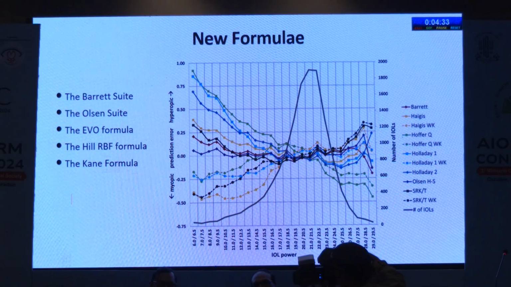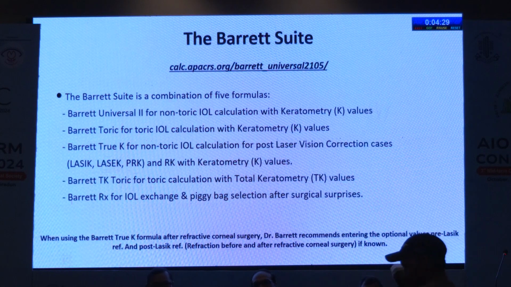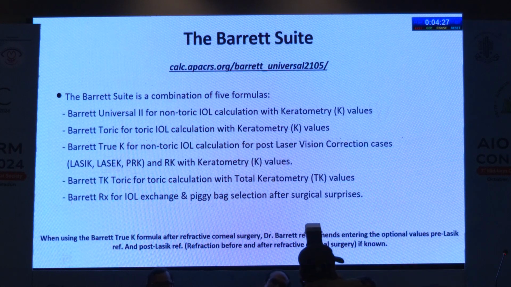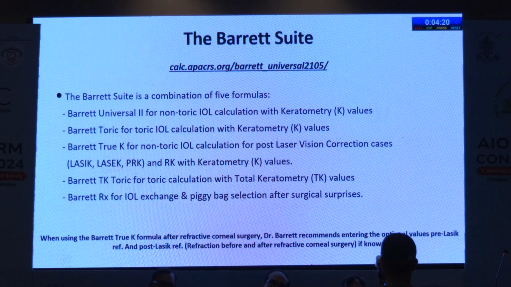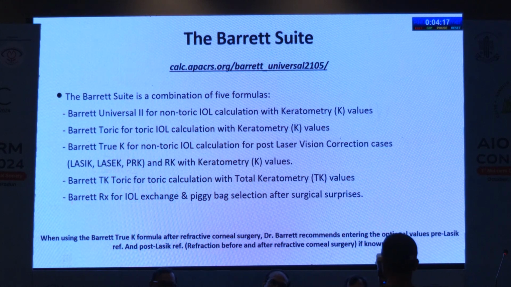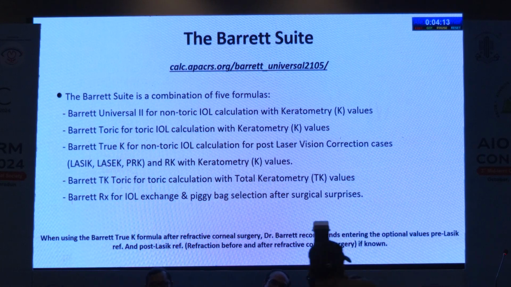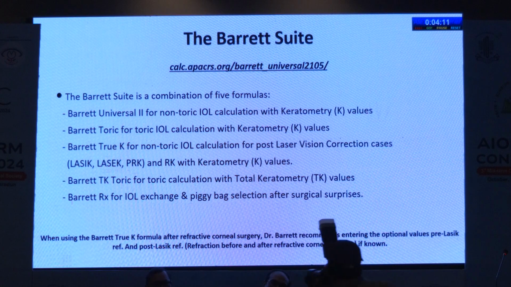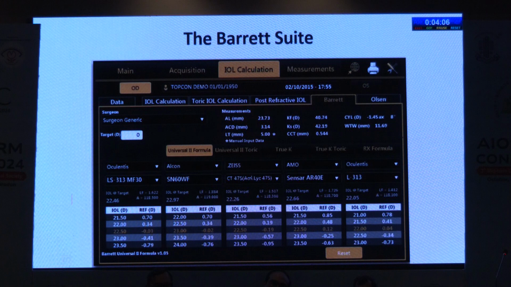The newer formulas which I'll talk about are the Barrett-Sweet formula, Olsen formula, EVO, Hill RBF, and the Kane formula. The Barrett-Sweet formula is a combination of 5 formulas. Barrett Universal 2, which is for non-toric IOL calculation with keratometry values. Barrett Toric for toric IOL calculation. True-K is for post-laser vision correction formulas. And Barrett TK is for total keratometry, which is nowadays used in IOL Master 700. This is the free Barrett-Sweet interface, which is available free online and can be used for IOL power calculation.